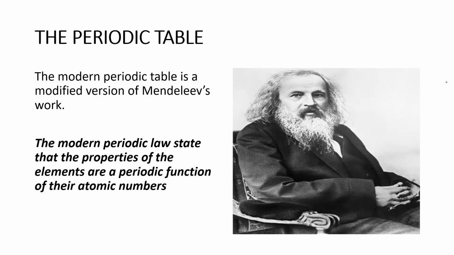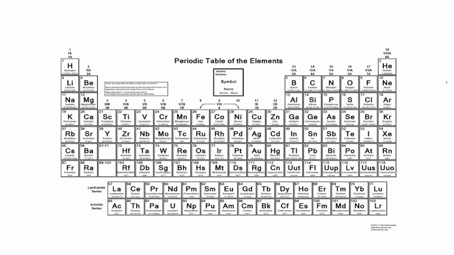So the modern periodic law says that the properties of elements are a periodic function of their atomic numbers. Basically, forget about the big grammar. What it simply means is that elements are now arranged based on their atomic numbers only, not atomic masses. Is that clear? This is the periodic table. If you can, screenshot this and keep it with you, because we'll be looking at it again and again. You can see the elements the way they are arranged.